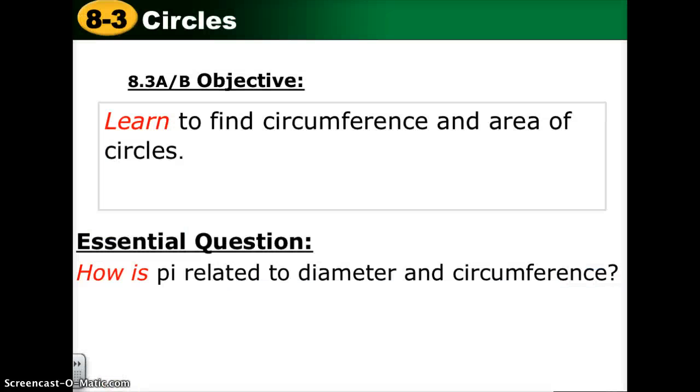Chapter 8, Section 3, we're doing parts A and B. Our objective is to learn to find circumference and area of circles. And our essential question: how is pi related to diameter and circumference?